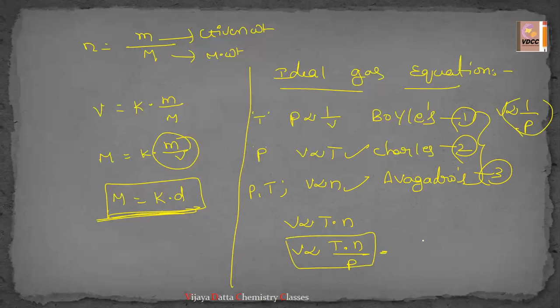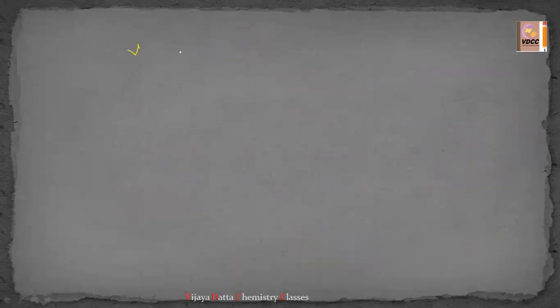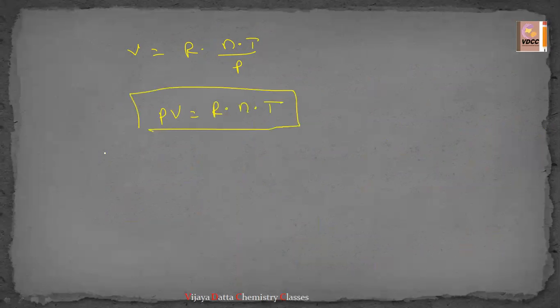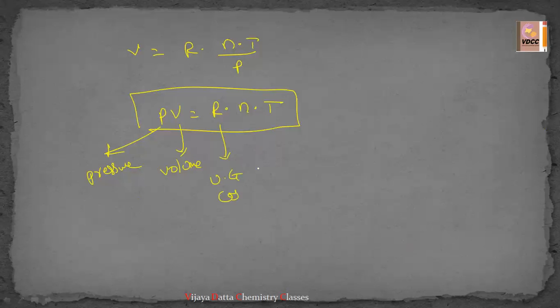If you remove the proportionality sign and put the constant R, then V equals R into n into T by P. This R is called the universal gas constant. So we can write V equal to R into n into T by P. Then PV equals R into n into T. This is called the ideal gas equation. P is pressure, V is volume, R is the universal gas constant, n is the number of moles, and T is the temperature. So this is called the ideal gas equation.